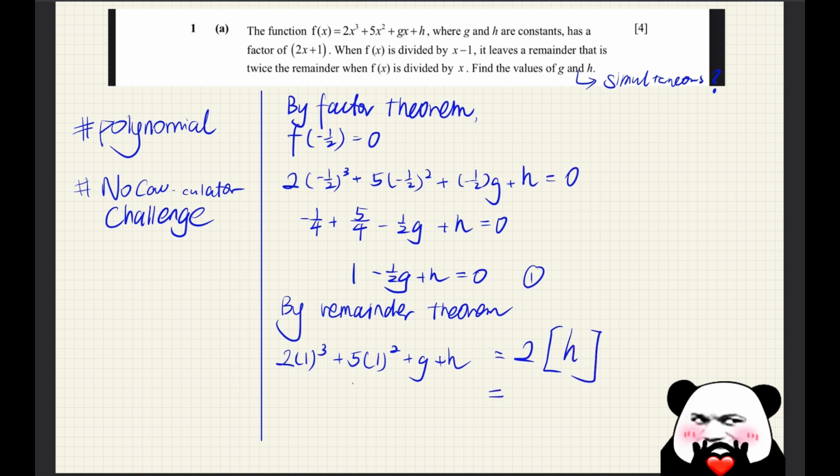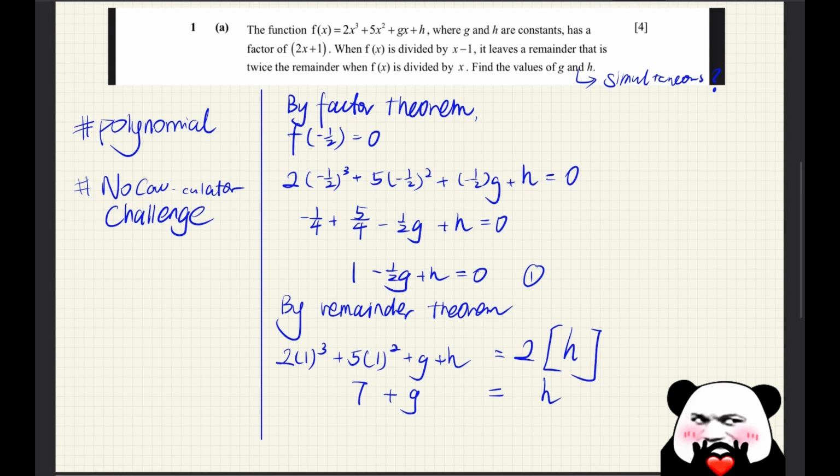Simplify further, 7 plus g equals 2h. Sorry, 1h. Let's verify a little bit. Alright, it seems correct. So this will be our second equation of our simultaneous equations. Now, substitution method will do, because we already have one variable on one side alone, and therefore it's much simpler if you do substitution. Substitute 2 into 1.